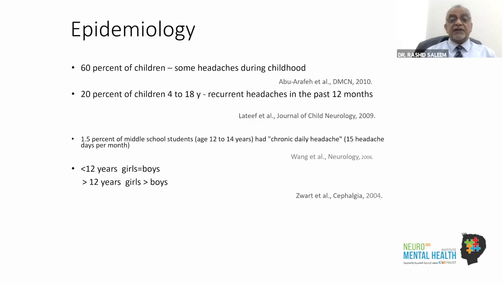1.5% of middle school children between 12 to 14 report chronic daily headaches, which are basically 15 or more headaches a month for more than 3 months. And now gender prevalence under 12 years is equal in both girls and boys, but after that, girls outnumber boys.